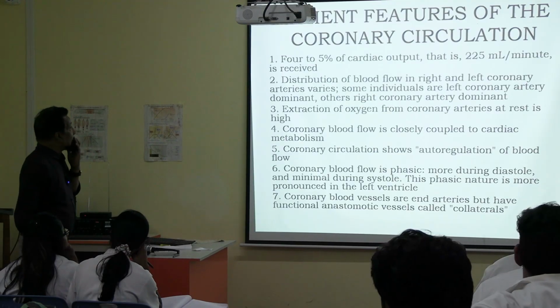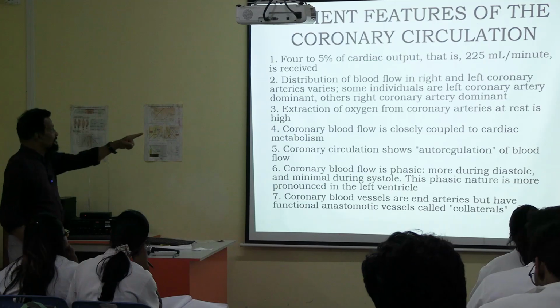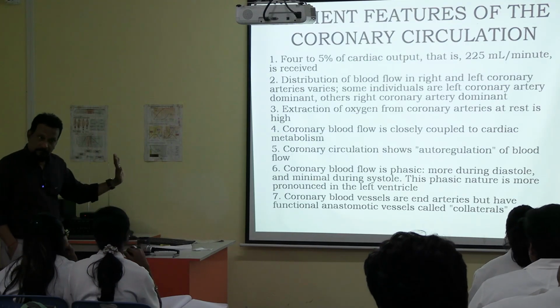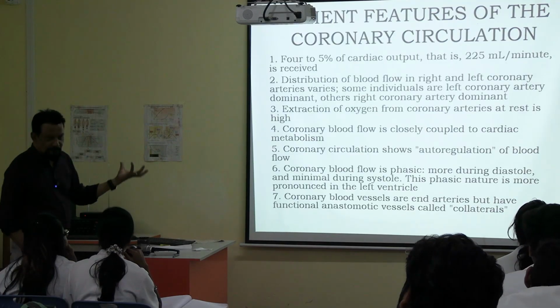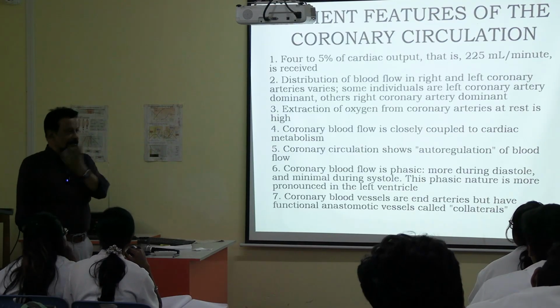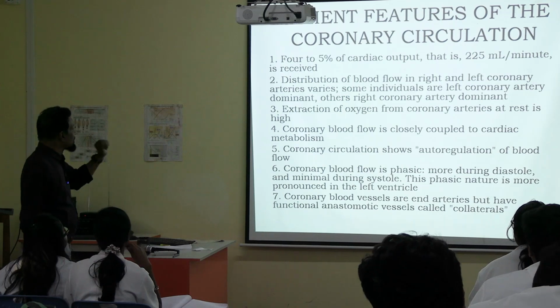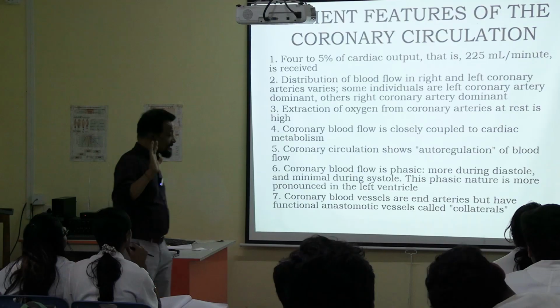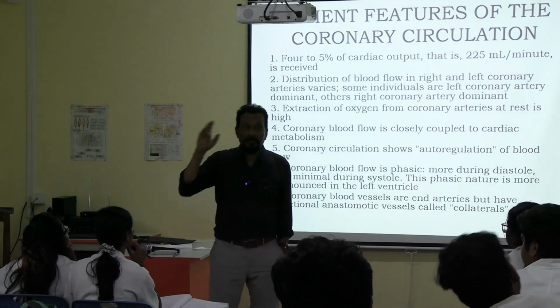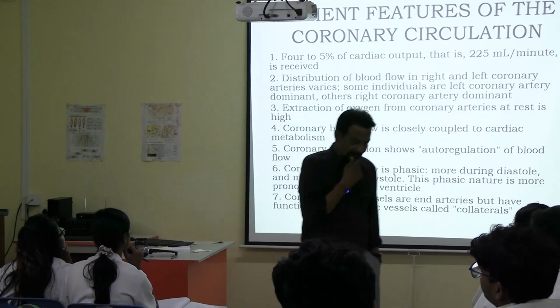Second part, dominance, already discussed. Dominance, whether it is the left coronary artery or the right coronary artery, we have already discussed. And third point. Okay, let's describe this. Try to understand this. Third point.